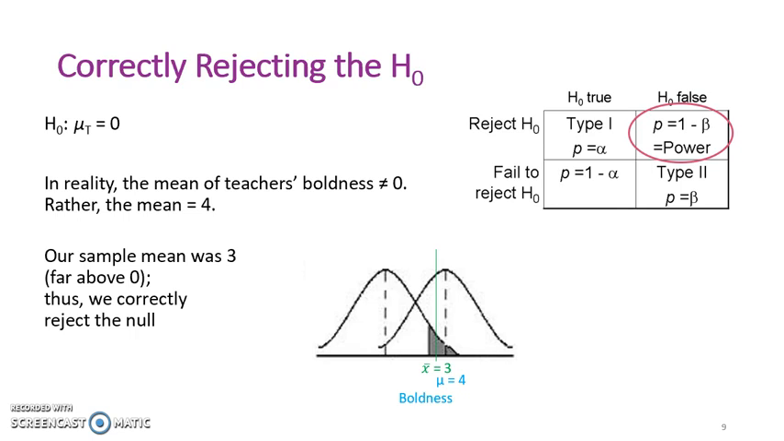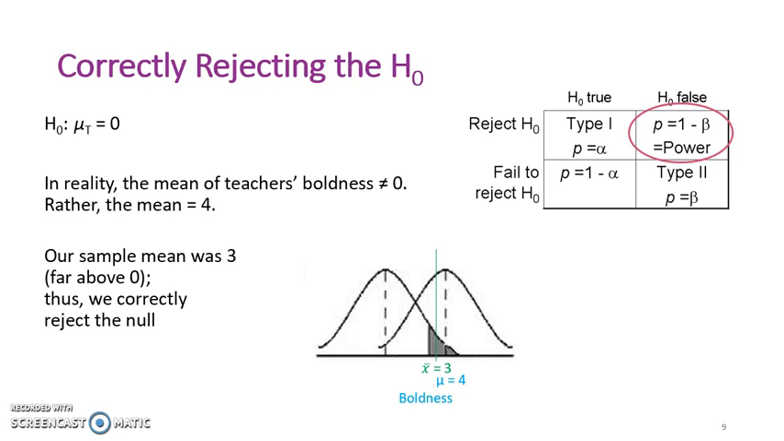The curve on the left is what the sampling distribution of means would look like if the null were true, and its mean is at 0. And the curve on the right is what the sampling distribution would look like if something other than the null were true. Here again, the boldness mean in reality is equal to 4. And again, ignore the shaded part. So we are going to say that the null hypothesis is actually false in reality. In other words, the mean of teacher's boldness is not equal to 0. It's actually equal to 4.